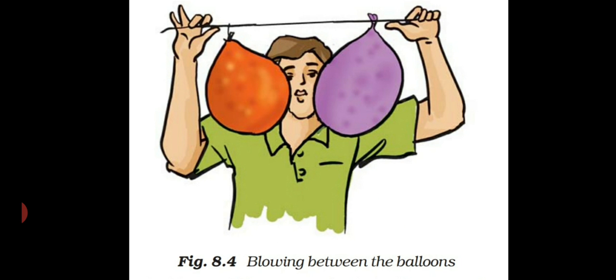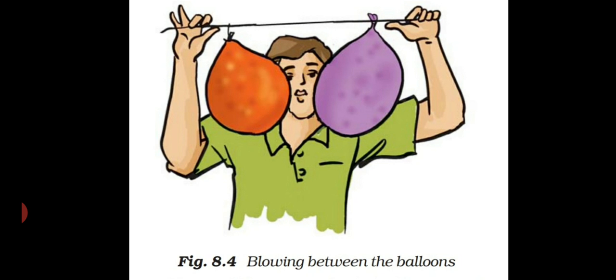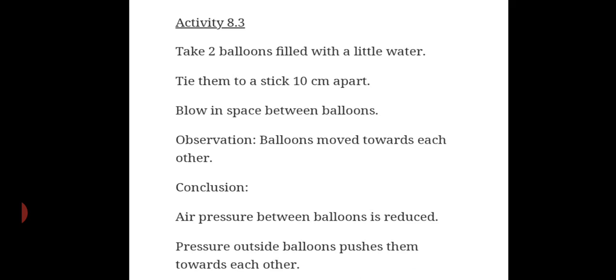In activity 3, we are going to blow the balloons. Let's see what it is. This is the activity which we are going to do. We'll take 2 balloons filled with a little water and tie them to a stick 10 centimeters apart. We'll blow in the space between the balloons. Here you can see that we are blowing in between the space of those two balloons. What will we observe? We observe that the balloons moved towards each other.